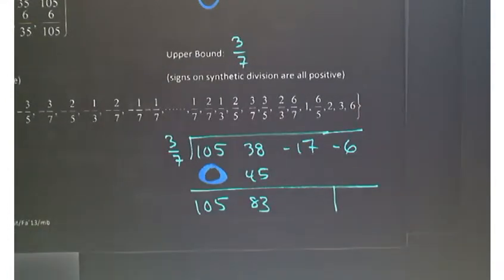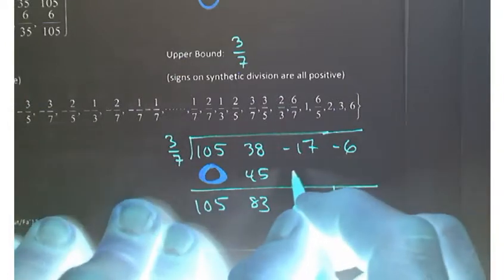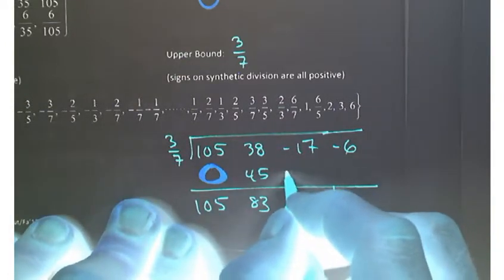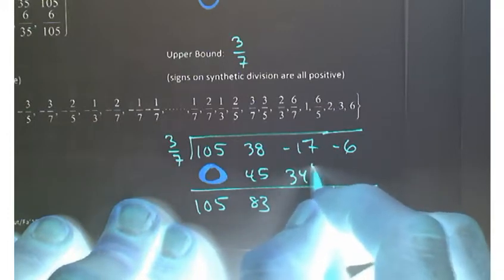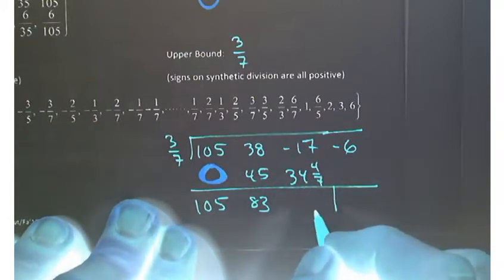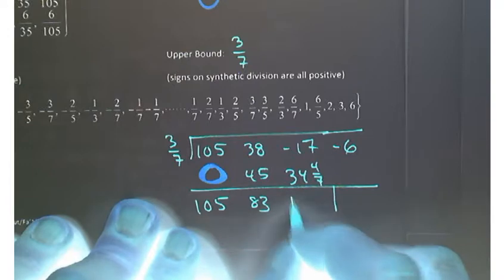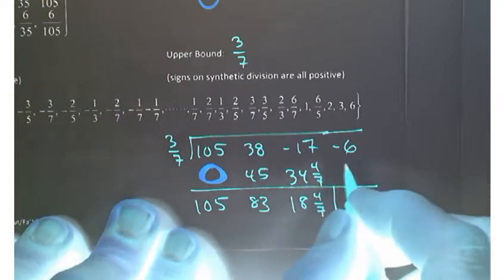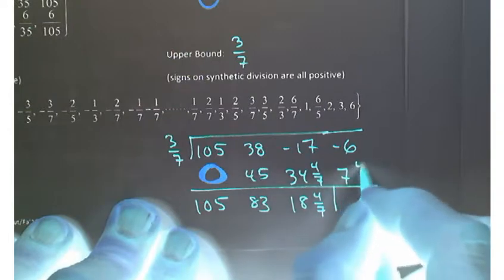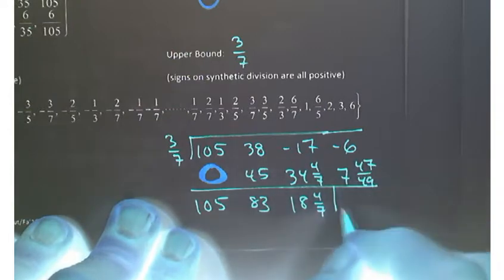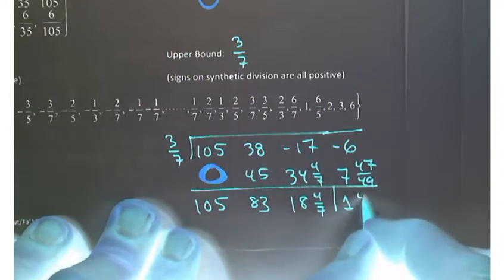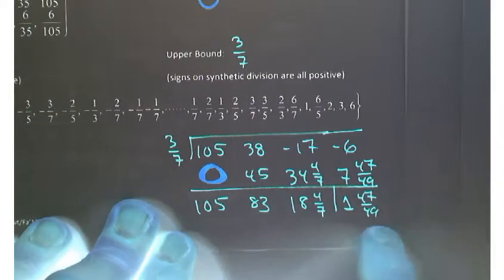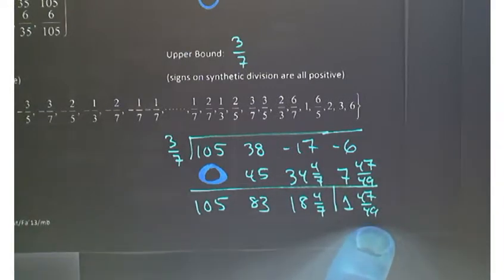And here's where it gets sticky. And just copy down the numbers if you want to. You'll end up with 34 and 4/7. And then 18 and 4/7. 7 and 47 over 49. And finally, 1 and 47 over 49. So obviously we missed our target. We didn't get a 0 here.